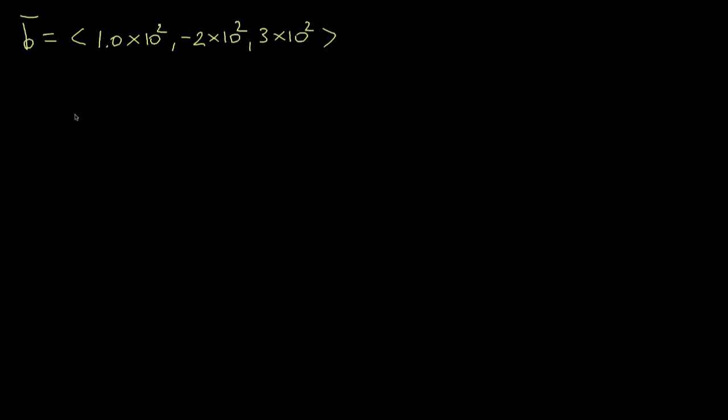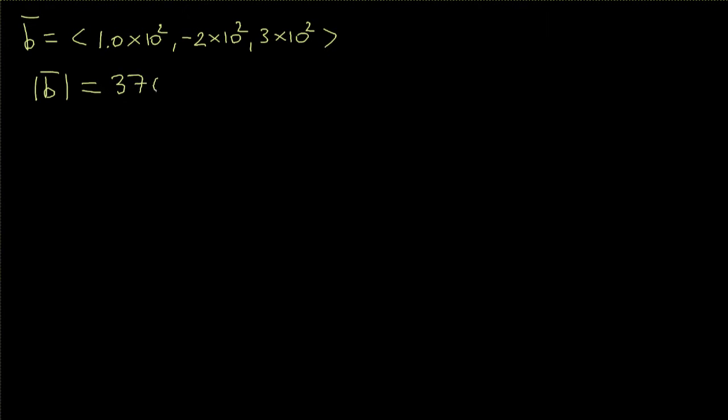In this video, I will demonstrate how to calculate the magnitude, the unit vector of a vector. For example, let's say that we have vector b, which is 1 times 10 to the power of 2, minus 2 times 10 to the power of 2, and 3 times 10 to the power of 2. This is the same vector that I used before when I calculated the magnitude of the vector, and back then, in that video, we found that the magnitude of this vector is 370.